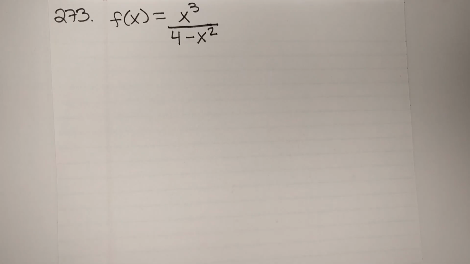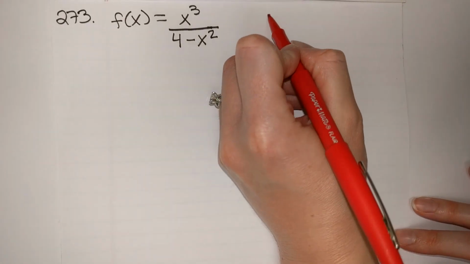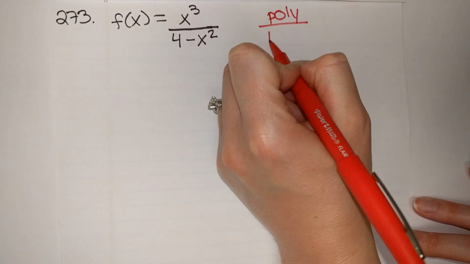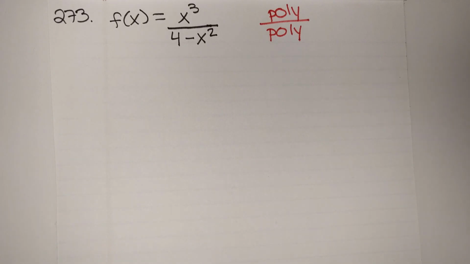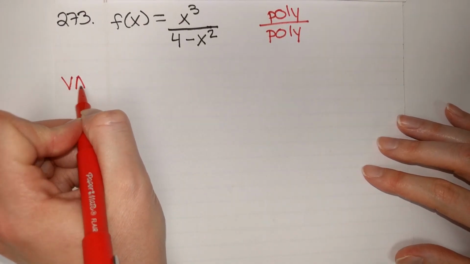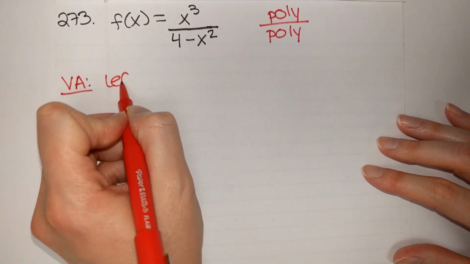So here we are being asked to find vertical and horizontal asymptotes. So our first step is that we notice that this is in the correct form of polynomial over a polynomial. Now, the first thing for vertical asymptotes is that you are looking at the leftover denominators.